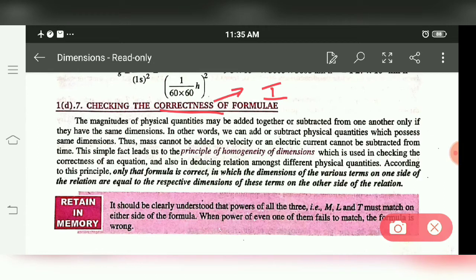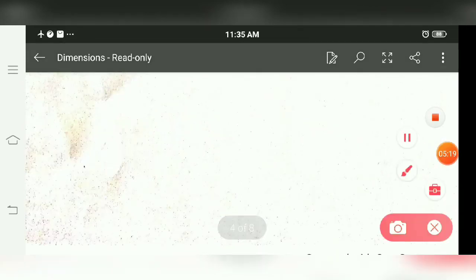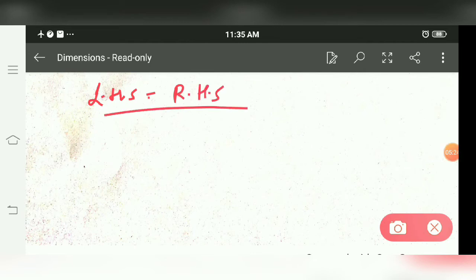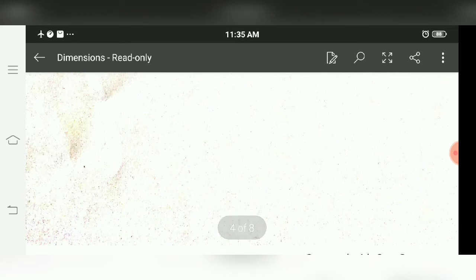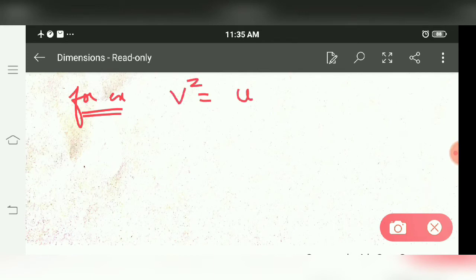So according to this principle, only that formula is correct in which dimension of the various terms on one side is equal to dimension of the terms on the other side. If left hand side dimension is equal to right hand side, only then the given formula is correct, otherwise it is not correct. For example, suppose we have a formula v square equals u square plus 2as. This is an equation of motion. I think you already learned about this equation in class 9.